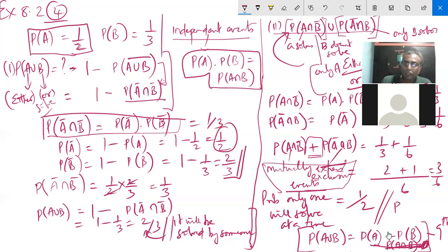Same way, if there are 3 mutually exclusive events, then the probability of the union is equal to P of A plus P of B plus P of C, like that. It will keep on going. Any 3, 4, 5, 6 events that are all mutually exclusive, then the union of those events has probability P of A plus P of B plus P of C, like that.